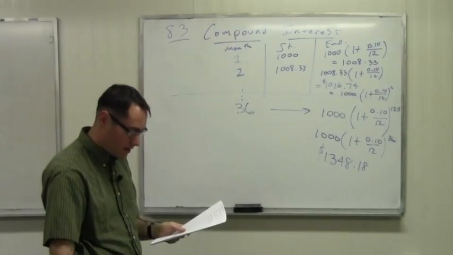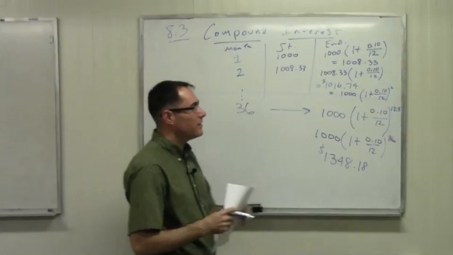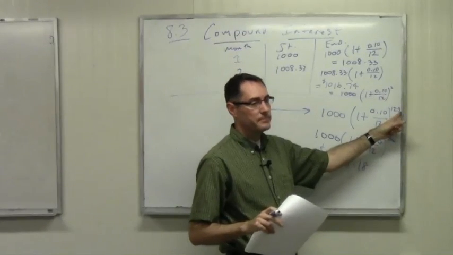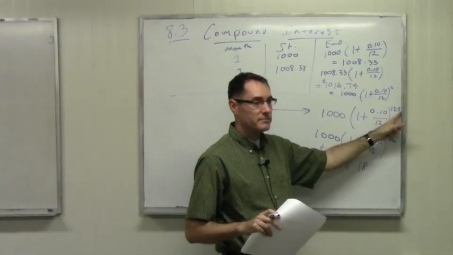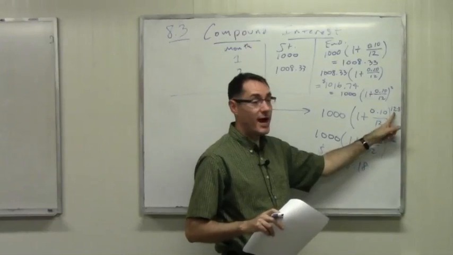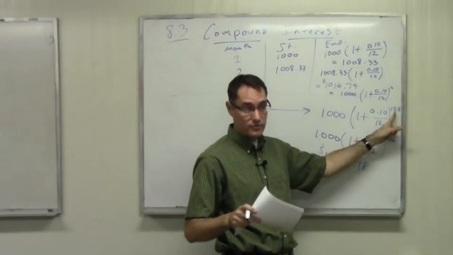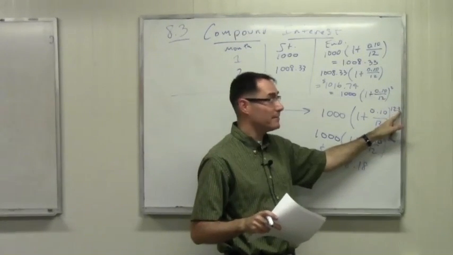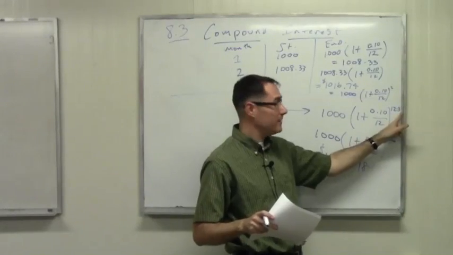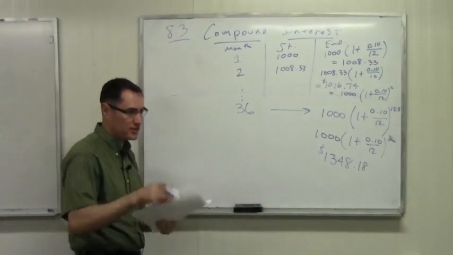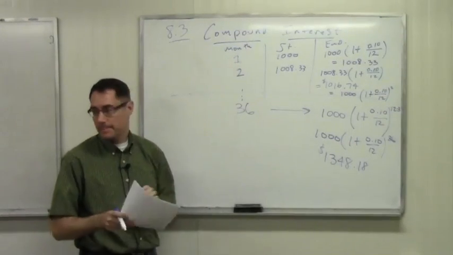Where did you get the 3 from, sir? That's the number of years. It's 36 months, but that's 12 times per year, compounding is what we're calling it, once every month, times 3 years. You'll see it on the formula sheet in a minute, and you'll go, oh, I get it.